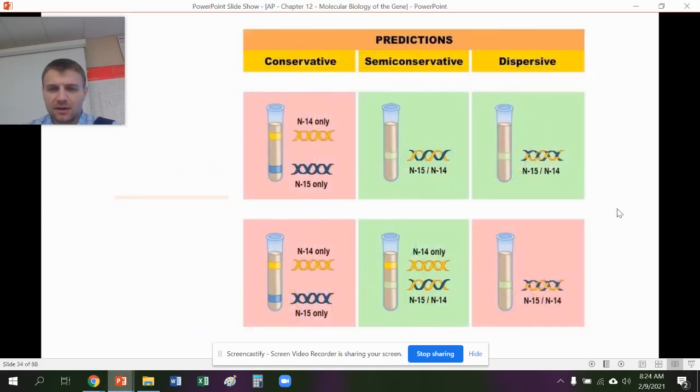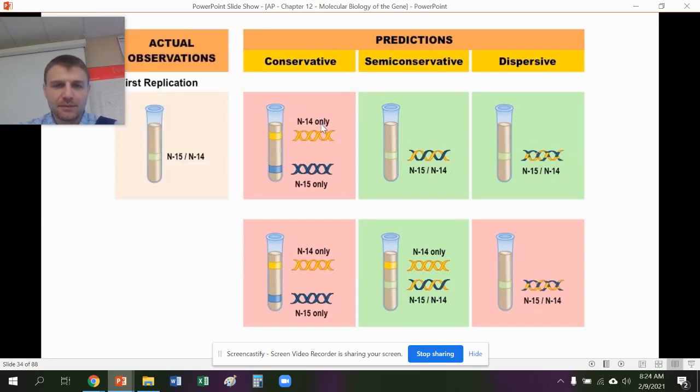And they did their experiment. What they did was they tagged it with different nitrogen isotopes. And you can see the conservative versus semi-conservative and dispersive here, what they would hypothesize would happen. The actual results from the first one were that they had a mix of N14 and N15. So N15, in the centrifuge, it disperses a little bit differently and it goes lower in the test tube. N14 goes a little bit higher. And the N14-15 will be in the middle of those two, and same with the N14-15 dispersive.